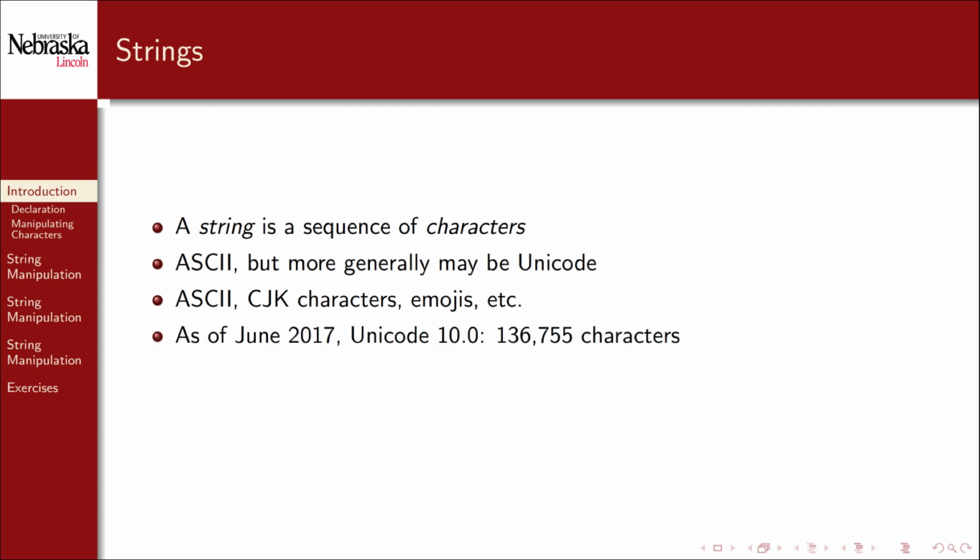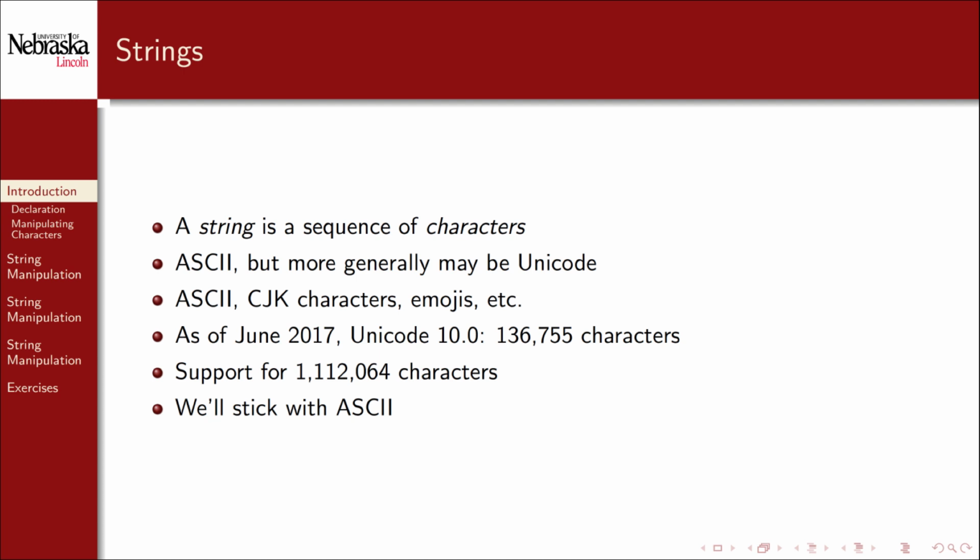As of Unicode version 10, released in June 2017, about 136,000 characters have been defined. The current standard has plenty of room for growth, as it can support up to 1.1 million characters. For our purposes, however, we'll stick with the basic ASCII character set. Besides, C does not have strong support for Unicode unless you use a library.